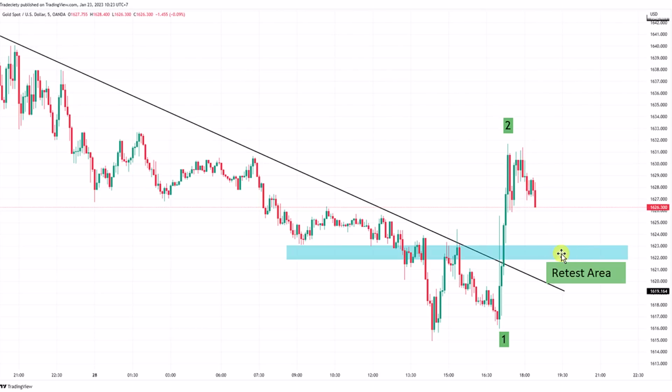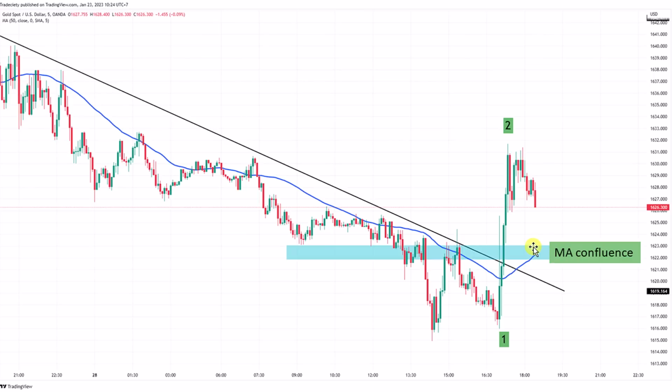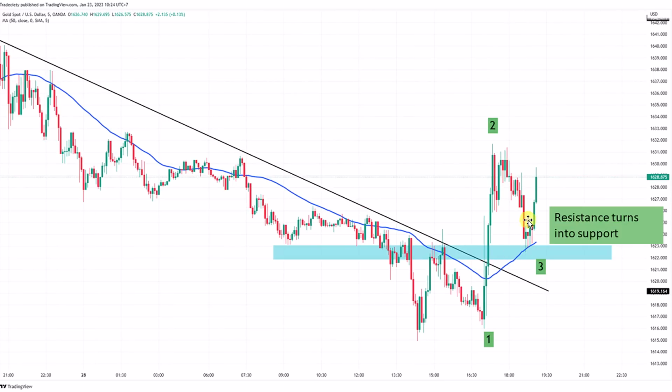Here now we have our retest area, or you could also call it stop run area. We can also use a moving average as our confluence. If you like moving averages, that's always a good add-on. We see that the price is retesting the area. So now support turned into resistance and turned into support again. And we see the price accelerate higher.